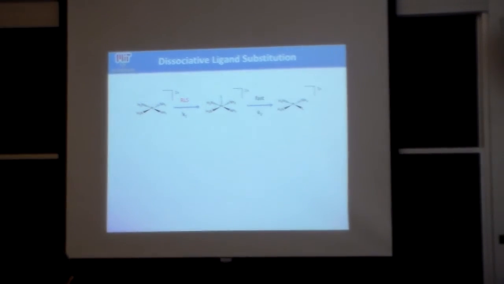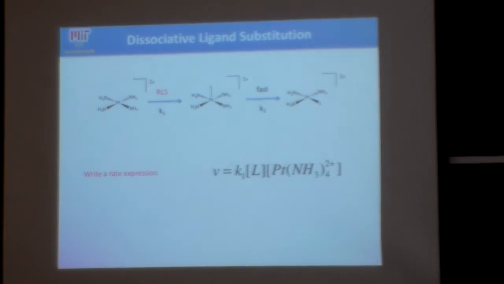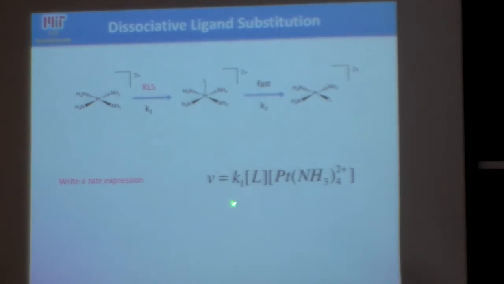This is not the only mode in which you can do this reaction. You can also do a different type of ligand substitution, an associative ligand substitution. Sorry, that should be associative here. And in this case, you can envision a rate-limiting step where you actually have a ligand binding. And in this sequence, what would you get for the rate expression? You get a rate expression that looks essentially like the ligand incoming times the concentration of the species.